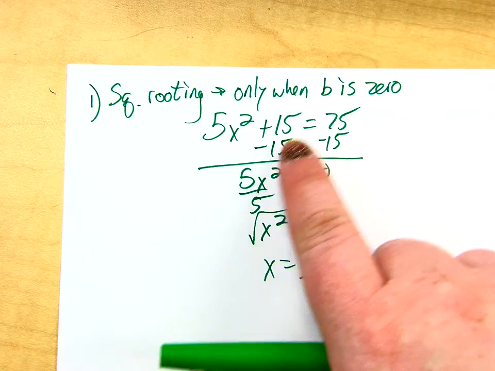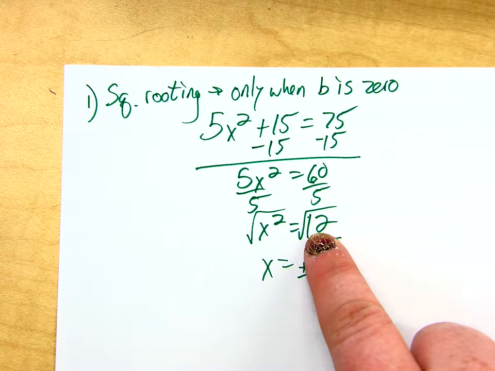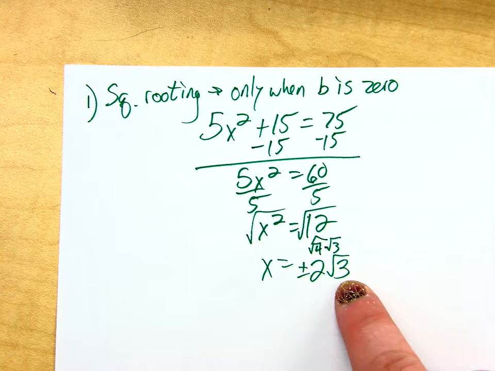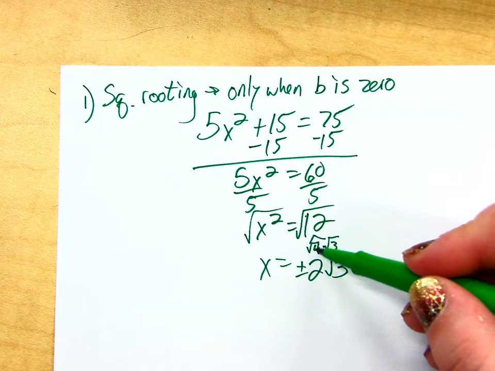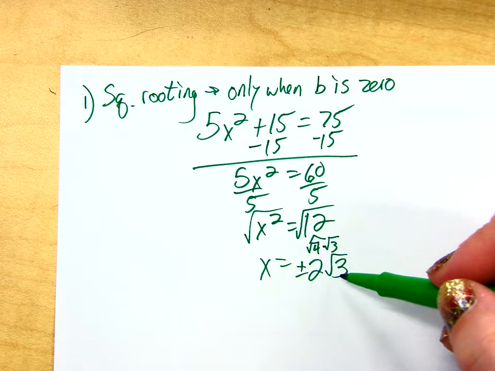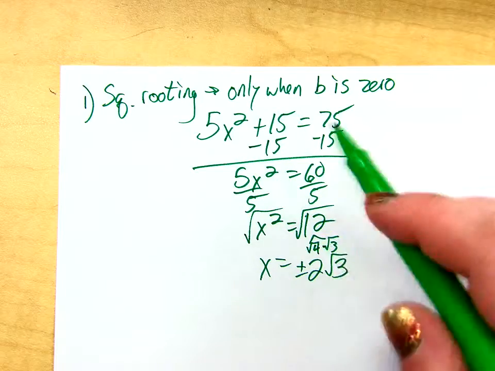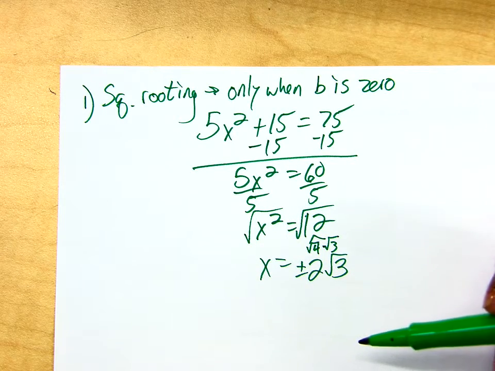So how do you do it? You first get whatever is being squared all by itself. So we had x squared equals 12. Then you just take the square root of both sides. 12 has a perfect square factor, 4 and 3, so it becomes positive negative 2 root 3. That's how you solve by square rooting. Just check that I don't have an x term, and then I go from there.